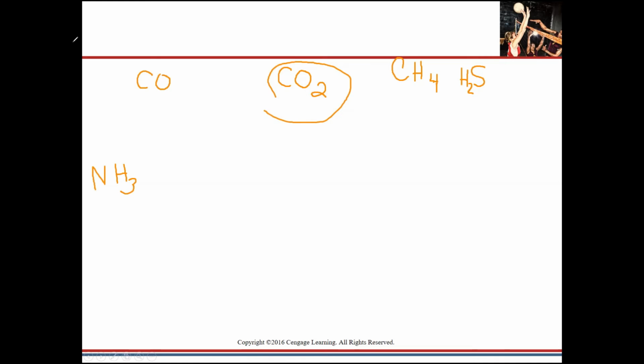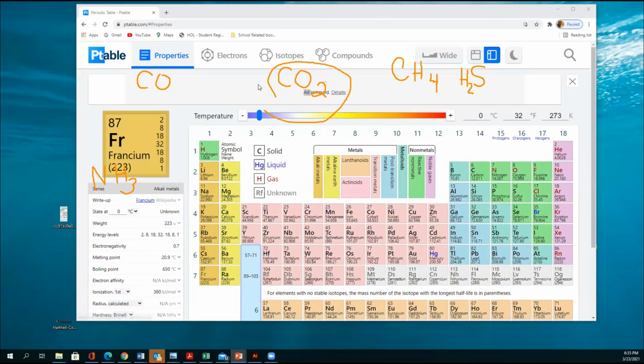I'm going to show you ways of remembering what goes in the center. Sometimes we have more than two elements in a molecule, right? So carbon dioxide has 3 atoms: 2 oxygens and 1 carbon. So we need to figure out who's going to go in the middle. Carbon will be in the middle. Carbon is going to be in the middle. Okay, so that's one way of remembering it.